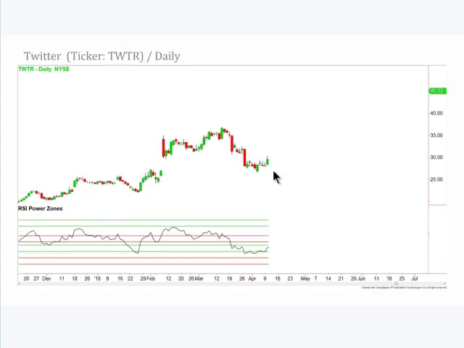Another stock on the daily chart. Twitter. Take a look at this market. What's step 1? It's the same step 1 we just went through 2 times. Review the chart and assess the price trend. Okay. How do we do that?